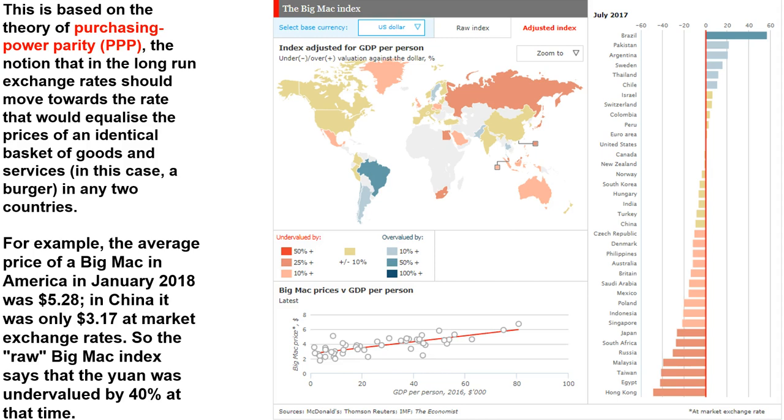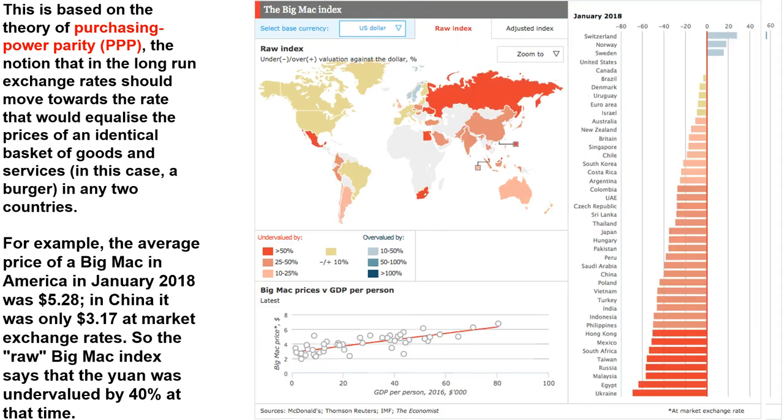So the darker the red it is, the better deal you're going to get. The darker the blue it is, the worse deal you're going to get. And so in this case, we can see that from July 2017 to July 2018, things changed in the world. The price of a Big Mac in America in January 2018 was like $5.28. In China, it's only $3.17. So basically what we're saying is if you go and buy it in China, you're getting a deal.